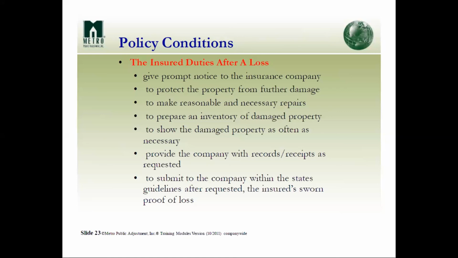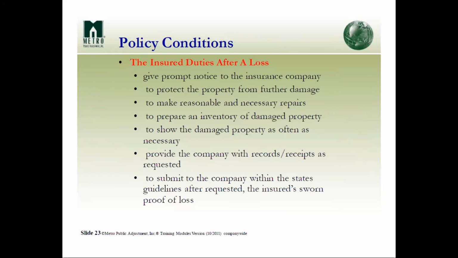Protecting the property can also mean putting a fence around a fire damaged building, or putting plywood over the windows of a fire damaged building. All of those are things that you're doing to protect the property from further damage. Further damage can mean liability as well as physical damage.